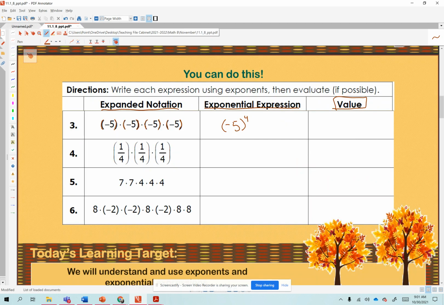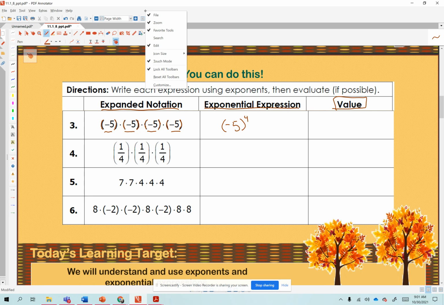So when we have negative 5 times negative 5 times negative 5 times negative 5, there are 4 bases here: 1, 2, 3, 4. And that means that our answer will be positive. So we have 5 times 5, 25. 25 times 5 is 125. 125 times 5 is 625, and that will be positive. Now, when we have 1/4 times 1/4 times 1/4, we can write that as 1/4 to the third power.